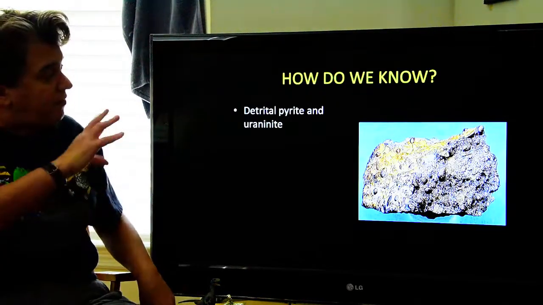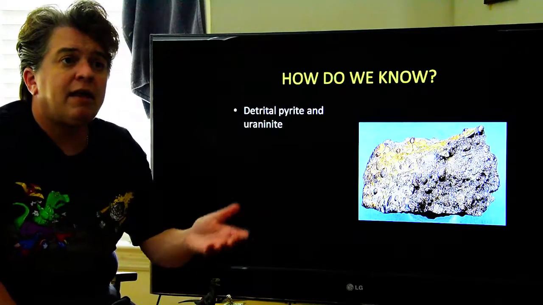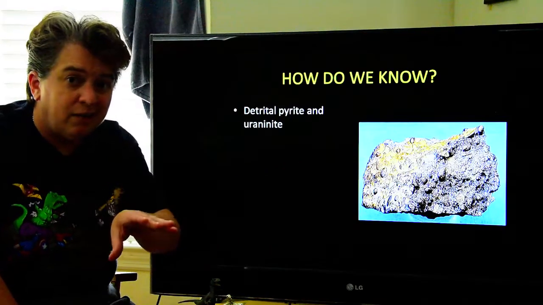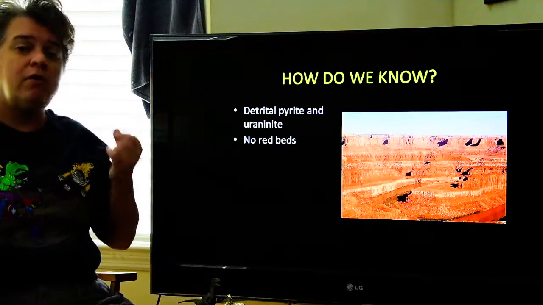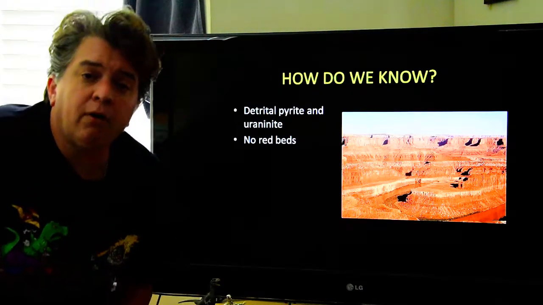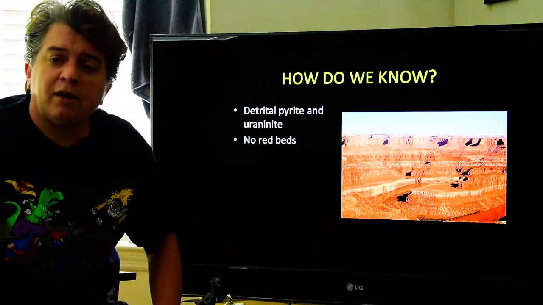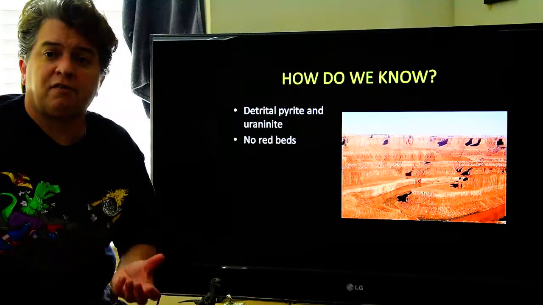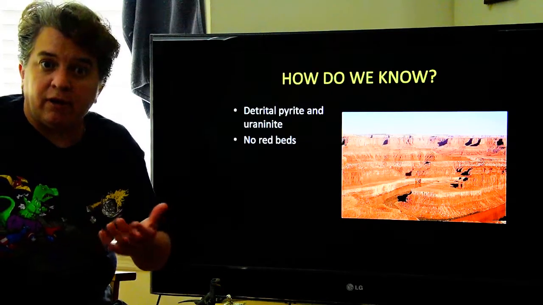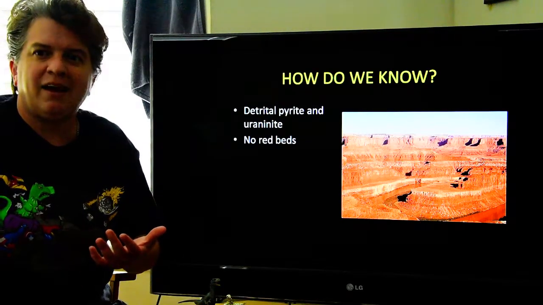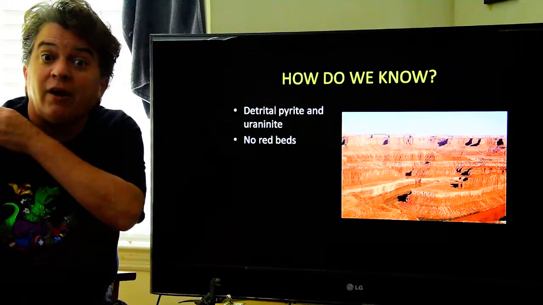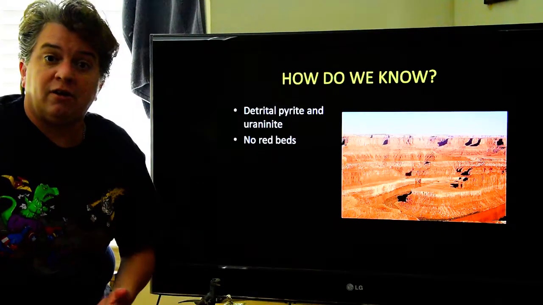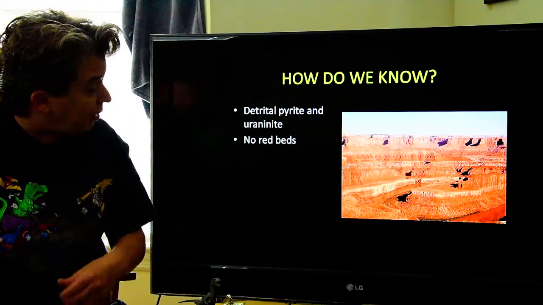And so we can find this detrital pyrite and uraninite, and that lets us know this oxygen that really breaks down those minerals quickly didn't exist at that time. There's also no red beds. Now remember, when we talked about what color in sedimentary rock means, red tells us that we have iron oxide in them, and hematite is the mineral. And well, we can't oxidize something if we don't have oxygen, right? So we have no red beds because there is no oxygen to create them.